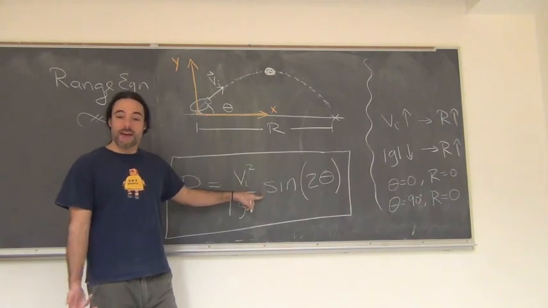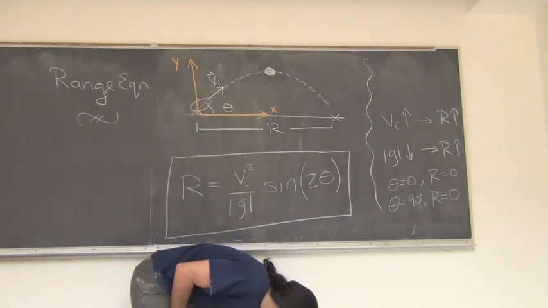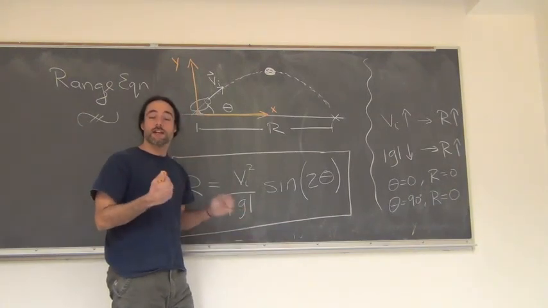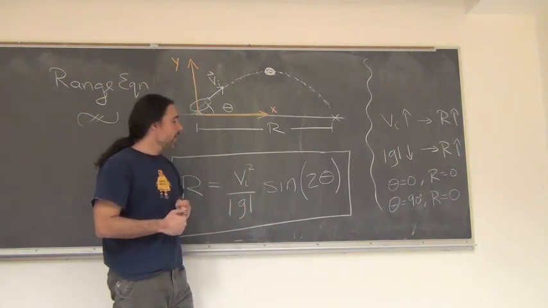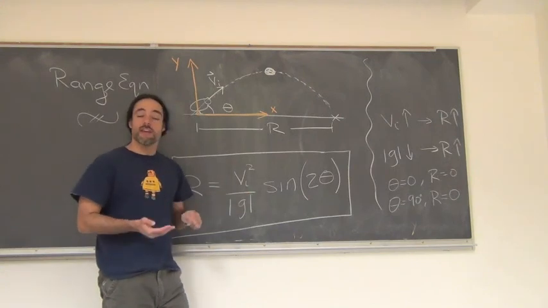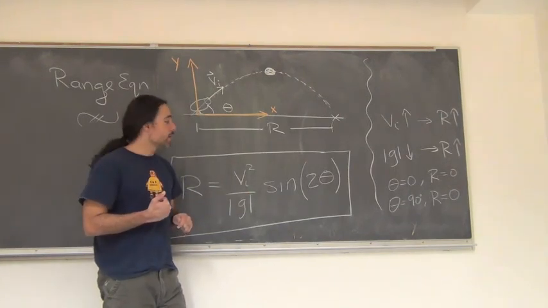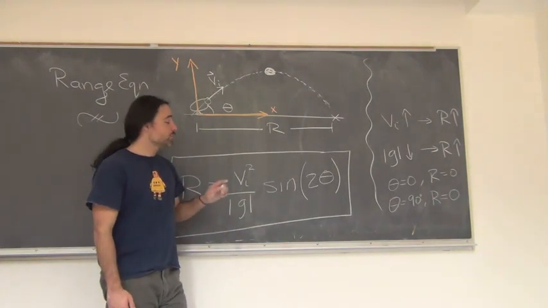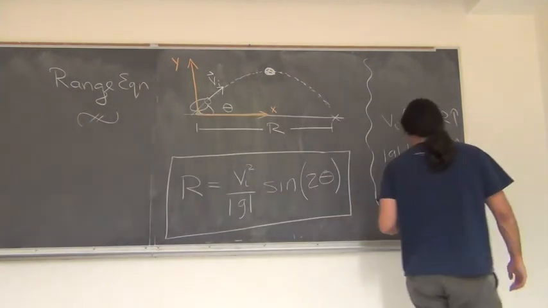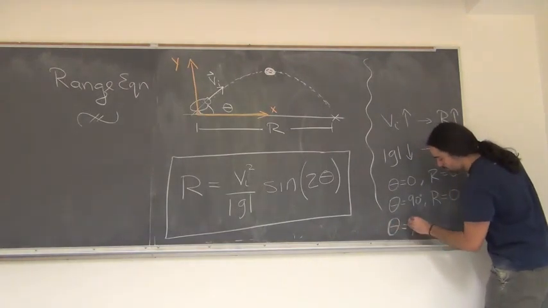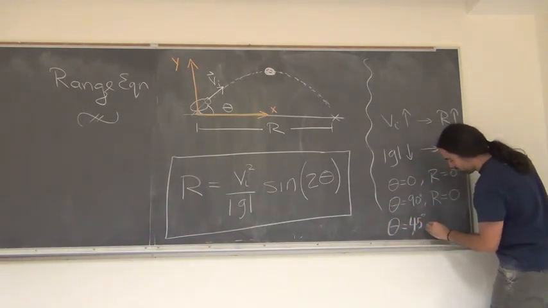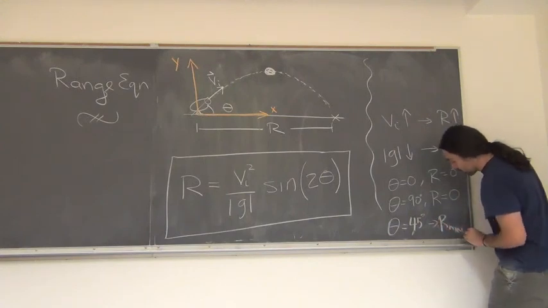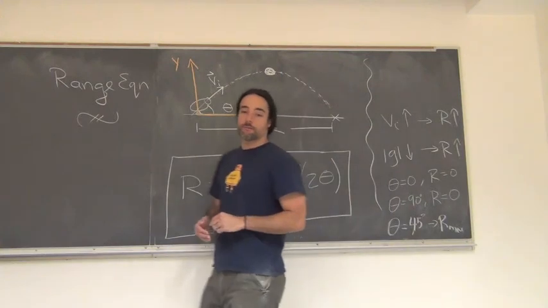What's the best angle? The best angle to fire a projectile at if I want the projectile to go a large distance? Well, I want to make the sine as big as it can possibly be. And to do that, we want a sine of 90 degrees, which means we want an angle of 45 degrees. Which will give us the maximum range that we can fire the projectile.